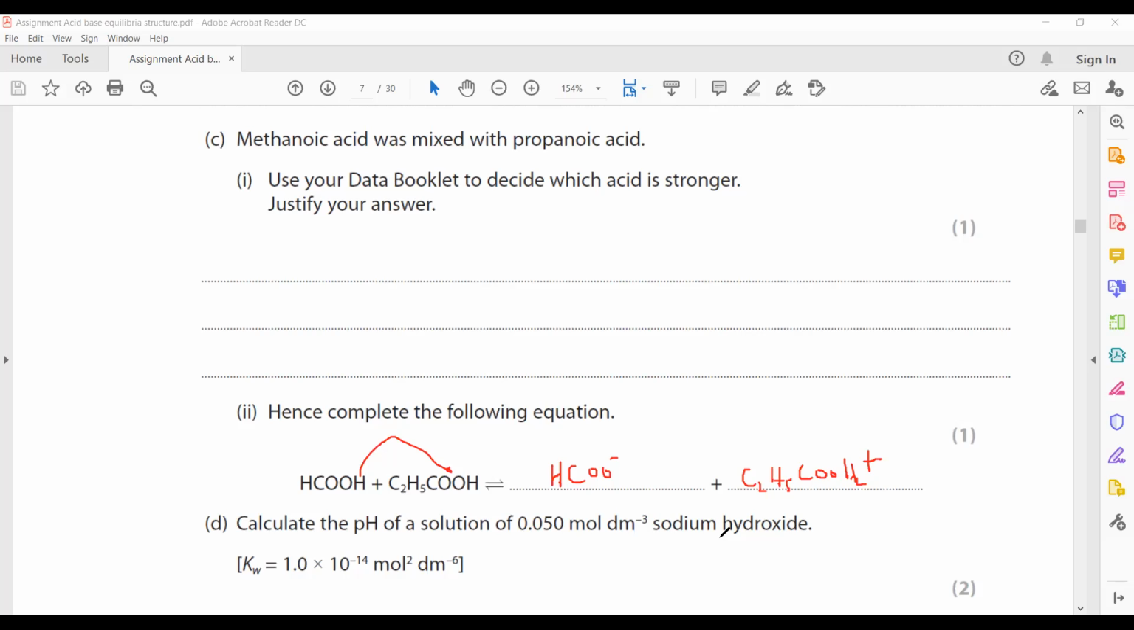How do you identify which one will lose? By checking their dissociation constants. The one which has the higher value of dissociation constant will lose the proton.